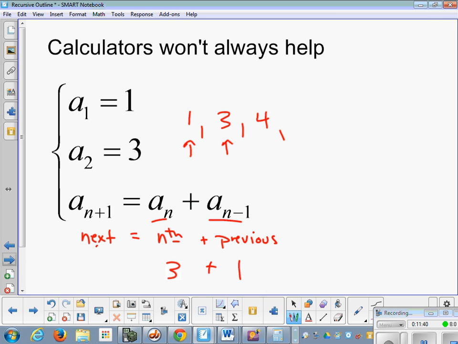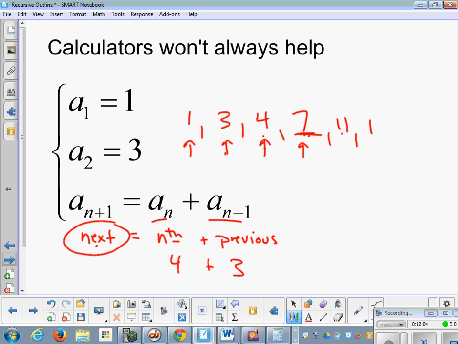How do I get the next term? In order to get the next term, take where you're at. And now we're at 4. I'm looking for the next term. That means I'm currently at 4. Okay, so I make this 4 and add the previous term. The previous term to that was 3, and I get 7. 4 plus 7 is 11.